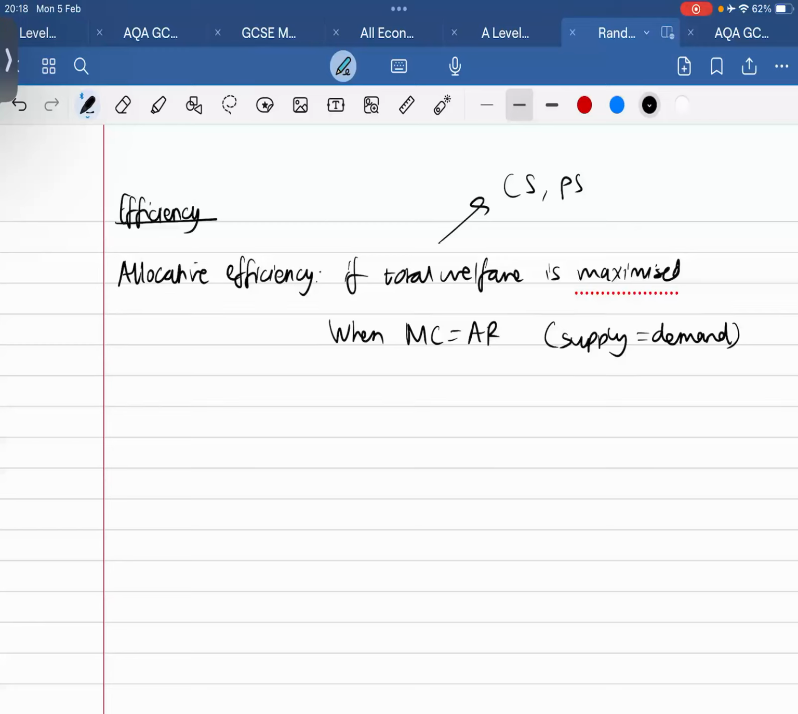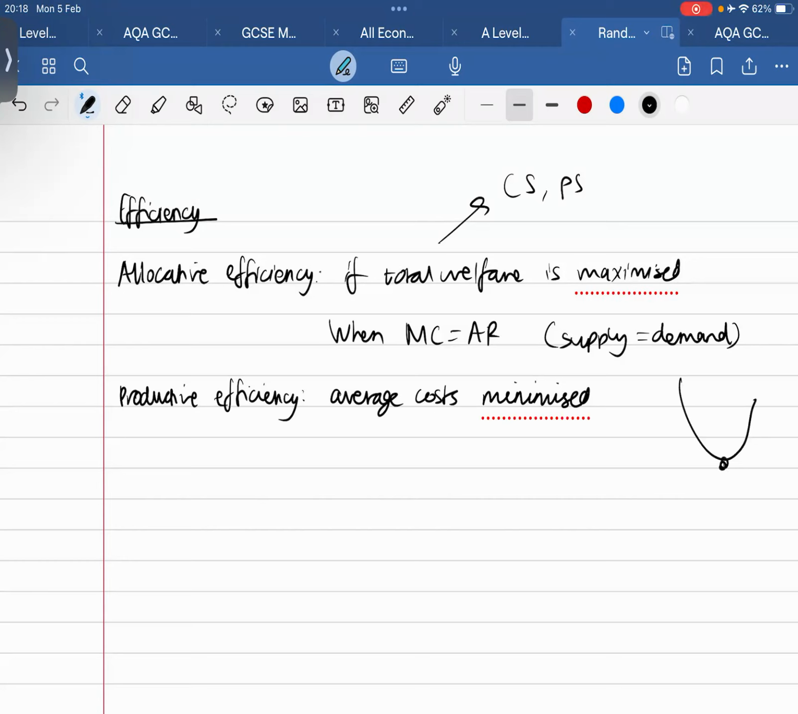The next one is productive efficiency. Productive efficiency is when average costs are as low as they possibly can be. This happens at the bottom of the average cost curve, AC. And at the bottom of the AC curve, MC goes through. So it's when MC equals AC.